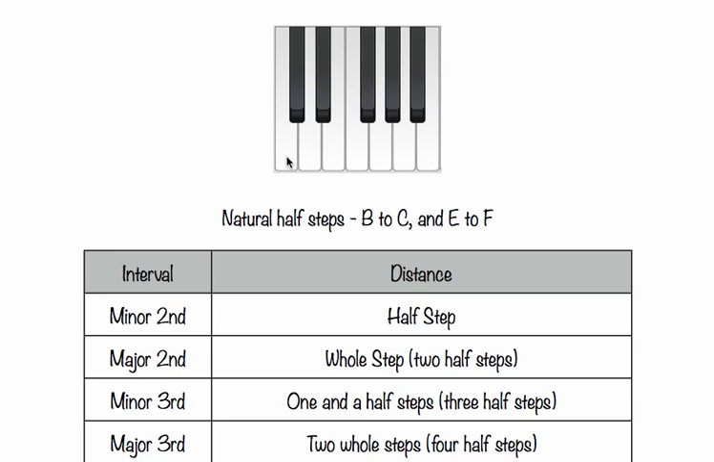Here's C, and here's E. There's a whole step here, a whole step there, or if we count the half steps, 1, 2, 3, 4 half steps. So C to E is a major third, C to E flat a minor third. C to D a major second, C to D flat a minor second.